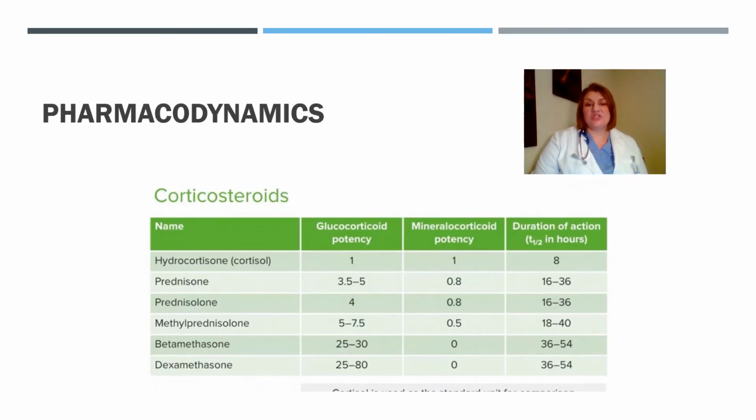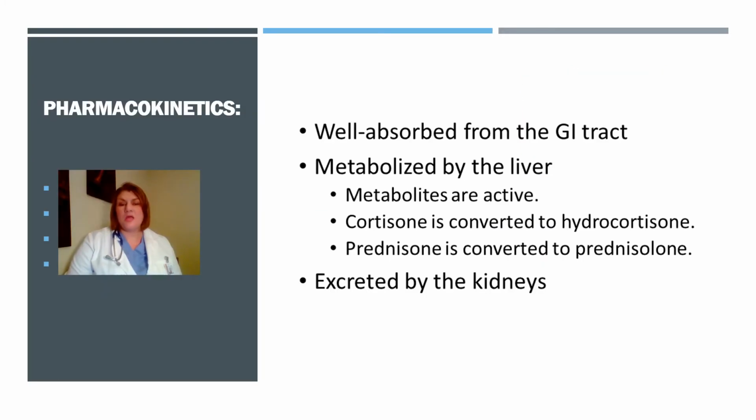This is a chart just comparing the pharmacodynamics and potency of the different drugs. These drugs are well absorbed in the GI tract. They're metabolized by the liver. They're excreted in the kidneys.